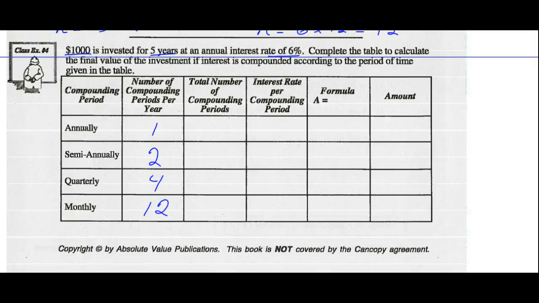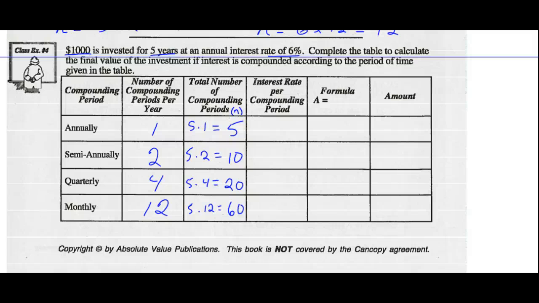Total number of compounding periods, this will be our n. So we're doing it for 5 years. 5 years, once a year, 5 compounding periods. 5 years, twice a year, 10 compounding periods. 5 years, 4 times a year, there are 20 compounding periods. 5 years, 12 times a year, we have 60 compounding periods.